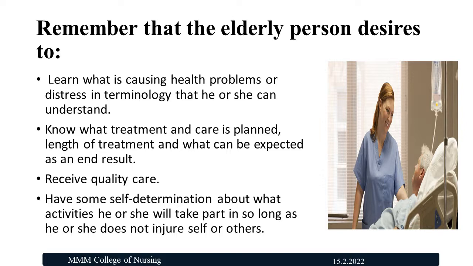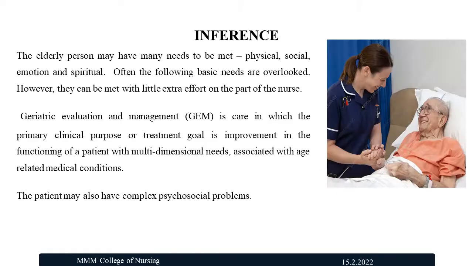To continue, they want to learn about what is causing health problems or distress in terminology that he or she can understand. They want to know what treatment and care is planned, the length of treatment and what can be expected as an end result. They want to receive quality care and have some self-determination about what activities they will take part in, so long as they do not injure themselves or others.